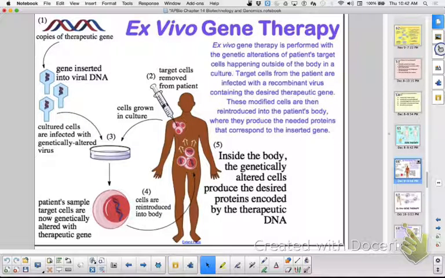Okay. Now I need the oldest bio buddy to be the ex vivo expert. Go ahead, oldest bio buddy, be the ex vivo expert. You have to take it out and find stuff like, basically put it back in. And it's altered cells and the genetics coded proteins.